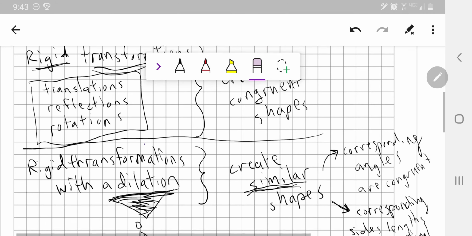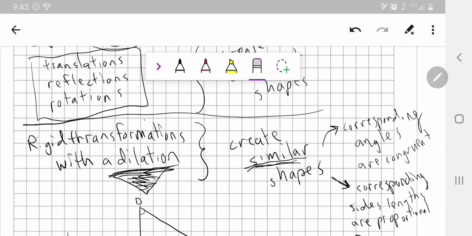All right, now what we're going to talk about now is adding in a dilation and what happens when we add in a dilation. So we can use any of the rigid transformations, these three up here. And once we add in a dilation, that enlarges or reduces, shrinks or enlarges the shape. And we get, instead of congruent shapes exactly the same, we get copies that are smaller or larger than the original. And these shapes are called similar. All right? So they look the same, they're just different sizes.